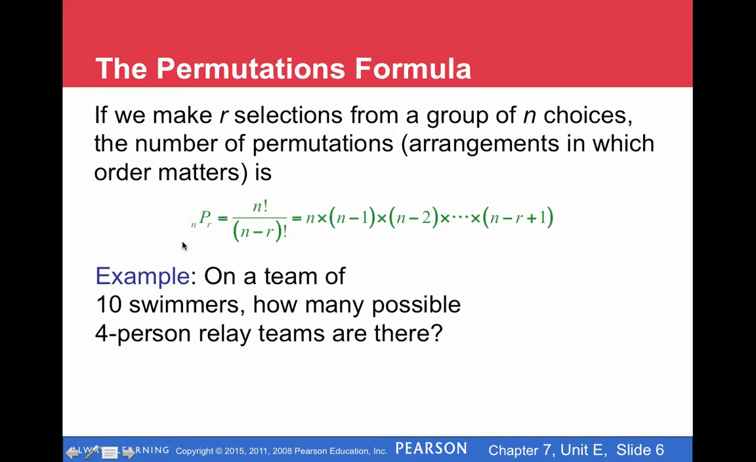So this means that our n in the formula is 10. That's the number that we're selecting from. That's how many choices we have. And our r is 4, because that's how many we're selecting. So to show you this on the calculator, we just have to do 10 permute 4.